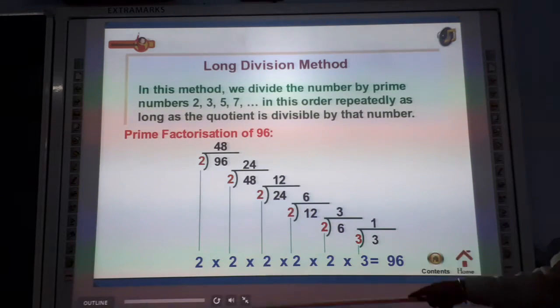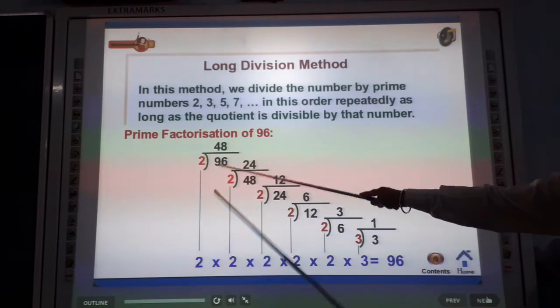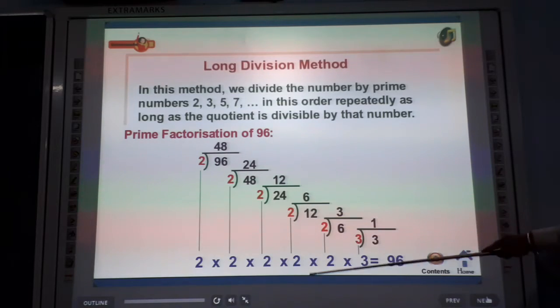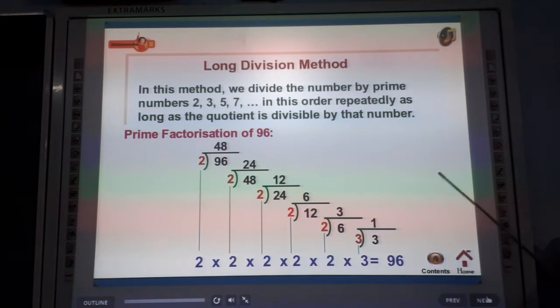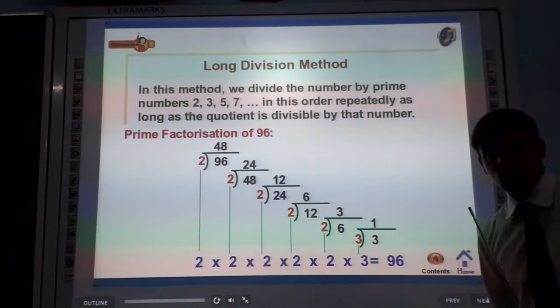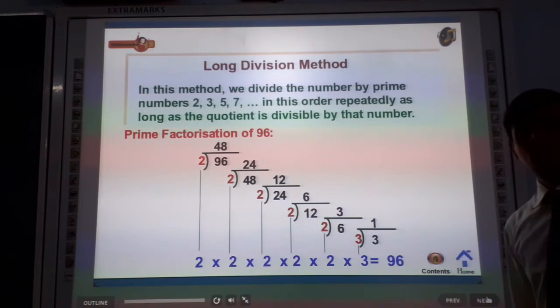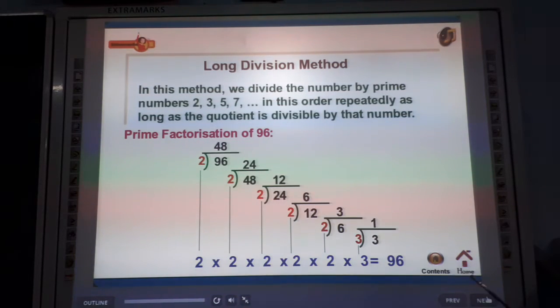Show the diagram. Look here. 2, 2, 2, 2, 2 and last 3. 2 multiply 2 multiply 2 multiply 2 multiply 2 multiply 3 is equal to 96. Okay student, this is long division method. Thank you.